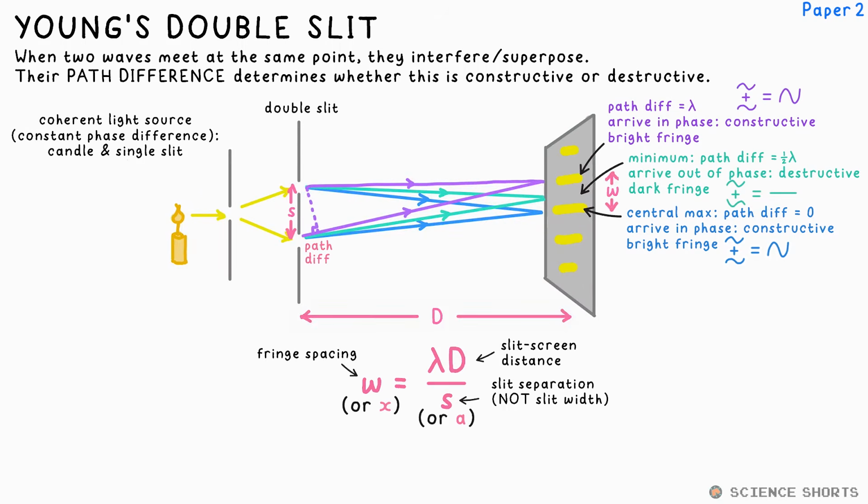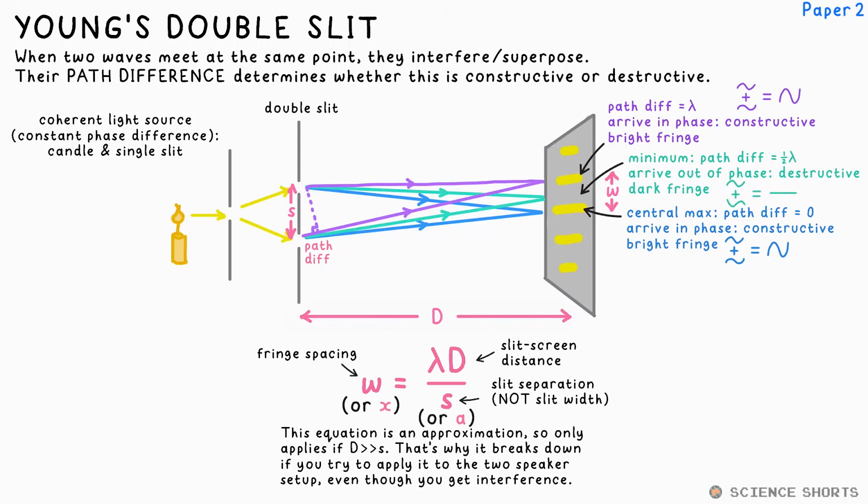Young's double slit equation is W equals lambda D over S, where W is the fringe spacing. That's the distance between the center of two bright fringes or two dark fringes. D is the slit to screen distance, and S is the slit separation. Note that this is not slit width. That really doesn't change anything.